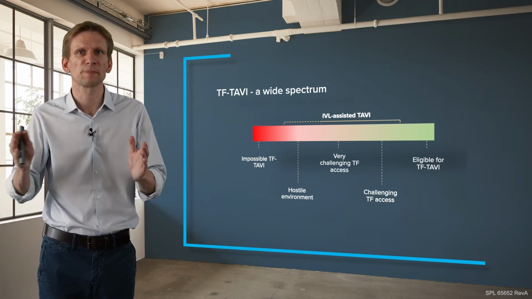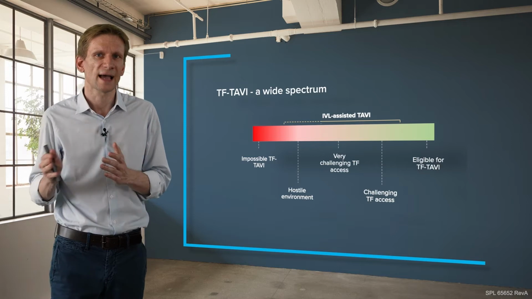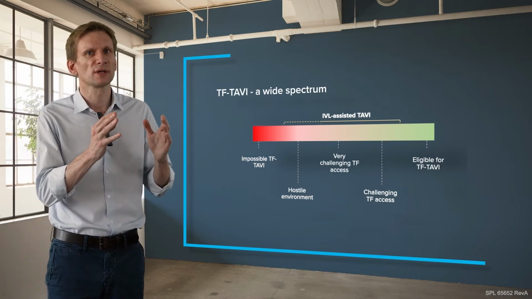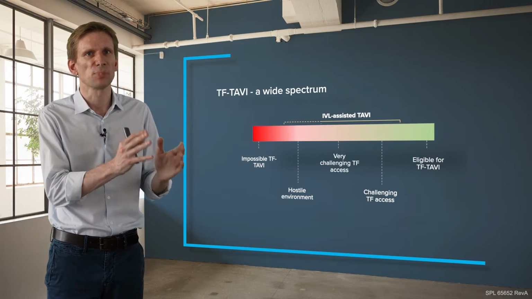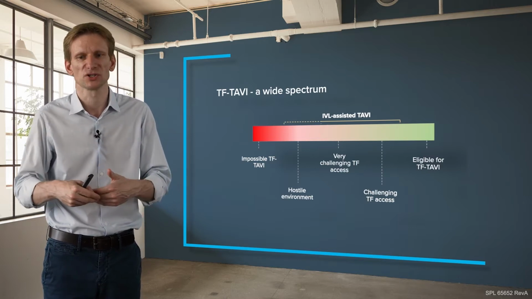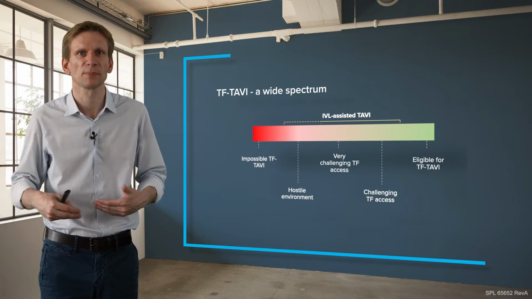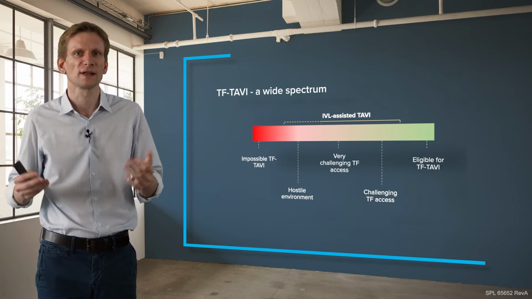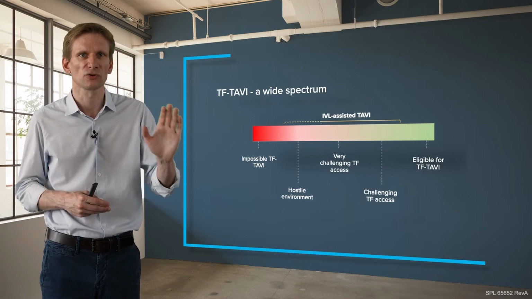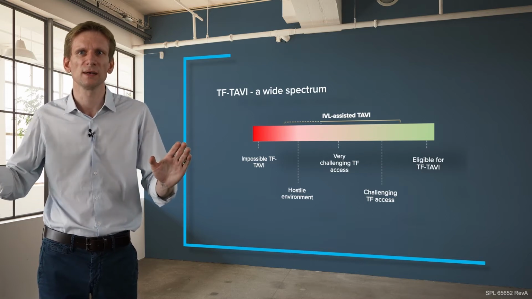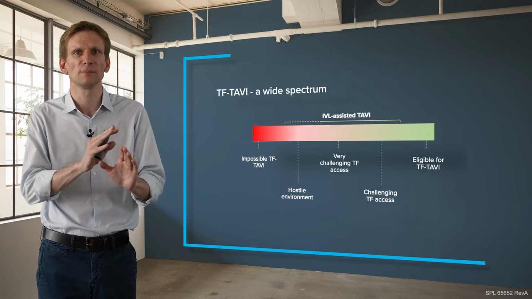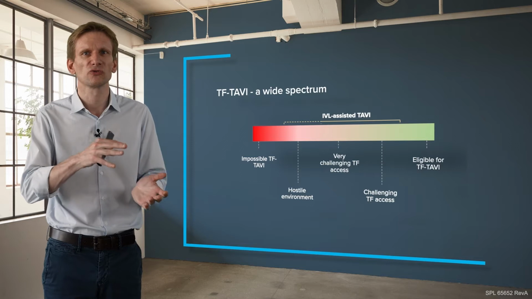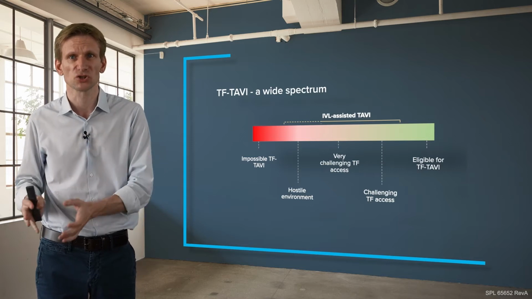You have a whole spectrum of excesses you see of iliofemoral disease. So you have, I would call it, the real cases which are impossible for transfemoral TAVI because there's simply a complete occlusion, for example, or there's a stent which has just a luminal diameter of, let's say, 3-4 millimeters. So these are totally impossible cases, to the completely eligible transfemoral cases. But in between, you have a whole zone from hostile environment to very challenging transfemoral access to challenging access.